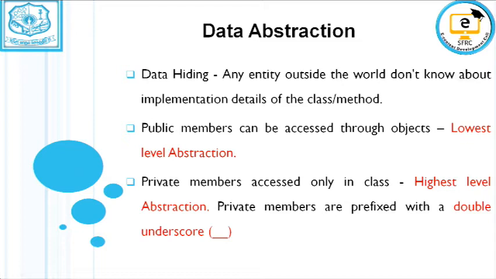The class can hold both private members as well as public members. Public members are the lowest level of abstraction and can be accessed through objects when they are created. Private members can be accessed only inside the class and have the highest level of abstraction, and private members are prefixed with double underscore. So whenever you use any variable preceded by double underscore inside a class, it denotes that it is a private member of the corresponding class.